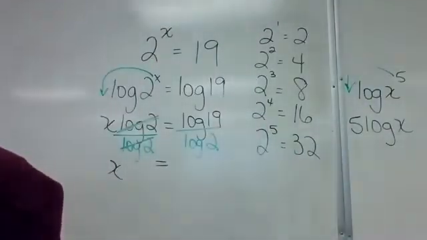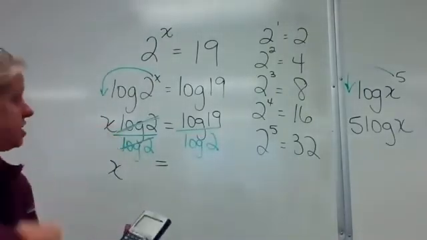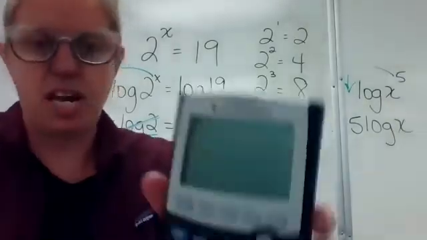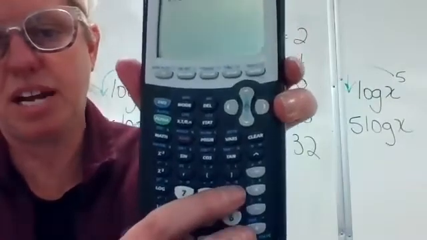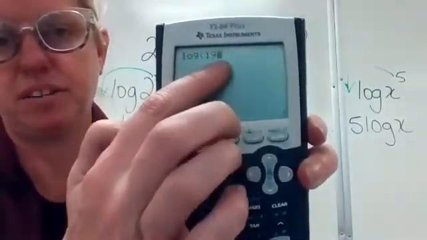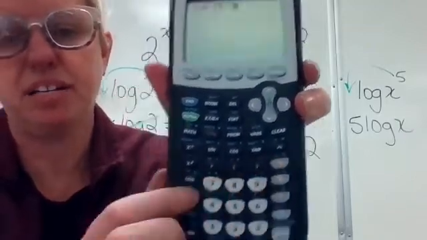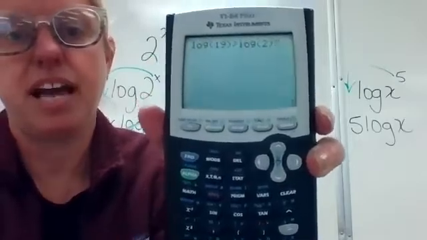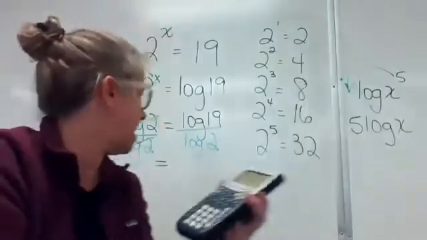So in your calculator, you're just going to type in log of 19 divided by log of 2. So again, there's your log button. Log of 19. Now you're going to need to close that. Divided by log of 2. And then close that. Okay, it's going to give you a long decimal and then ask you to round it to 4 places after the decimal.